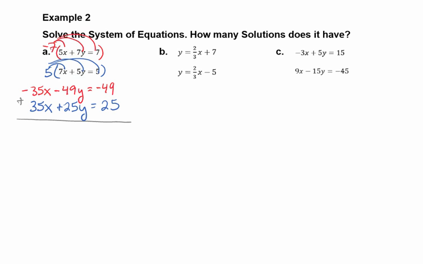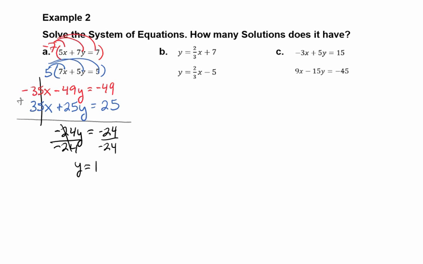So we'll go ahead and add those together. Our x's are going to eliminate as we had hoped. When we add negative 49 plus 25, we get negative 24y, and negative 49 plus 25 is negative 24. We finish solving by dividing both sides by negative 24, and that's going to give us y equals 1.